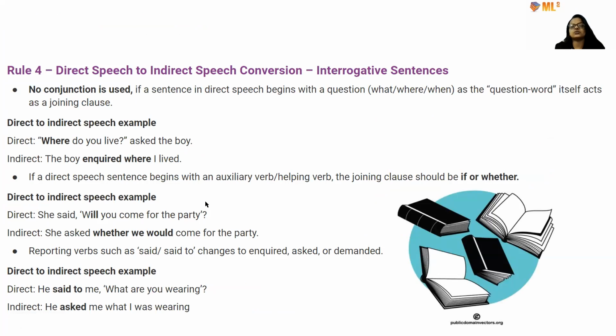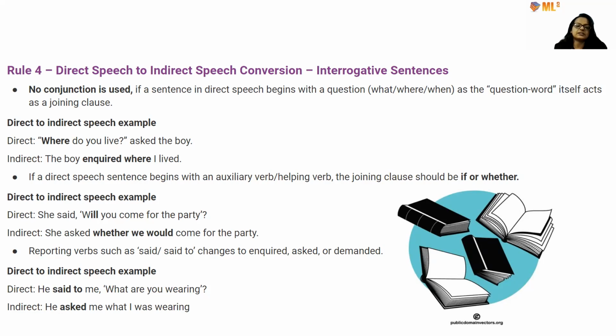Now, direct speech to indirect speech conversion, interrogative sentences. No conjunction is used if a sentence in direct speech begins with a question word like what, where, when, as the question word itself acts as a joining clause. Direct: where do you live, asked the boy. Indirect: the boy inquired where I lived.